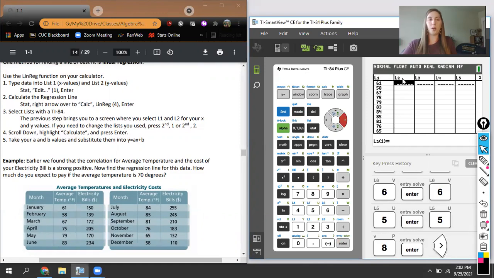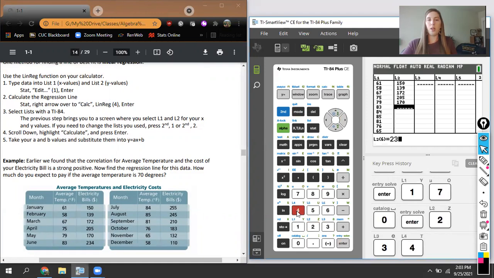Okay, then when you want to type into list 2, you're going to go over and your right arrow will bring you right to the top of list 2, and you're going to type in those numbers, your Y value numbers. So 150, 139. Make sure you get the entire column of your Y values. 205, 170, 234.